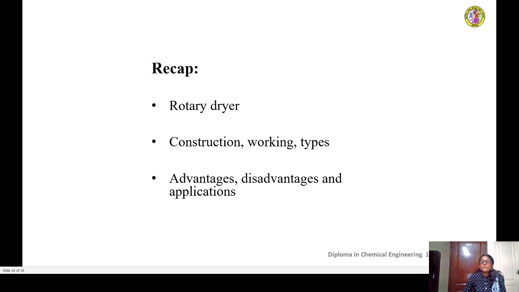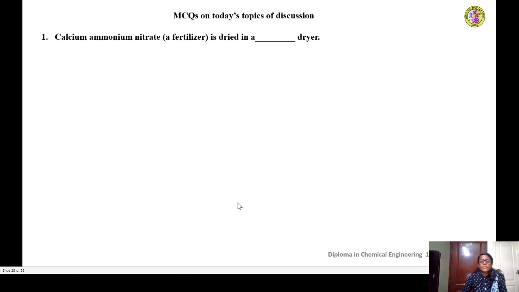So today we learned what is meant by a rotary dryer, how it is constructed and how it is operated, and how there are different types of rotary dryers like direct heated and indirect heated rotary dryers. We also covered its advantages, disadvantages, and its specific applications. Now it is time to take up a test by going through a set of MCQs.